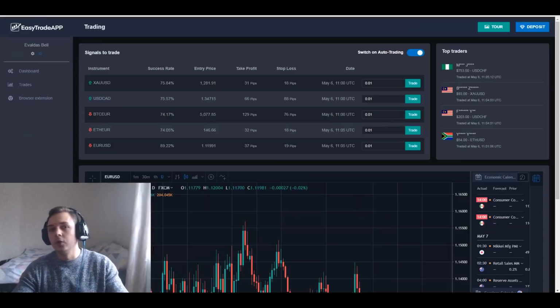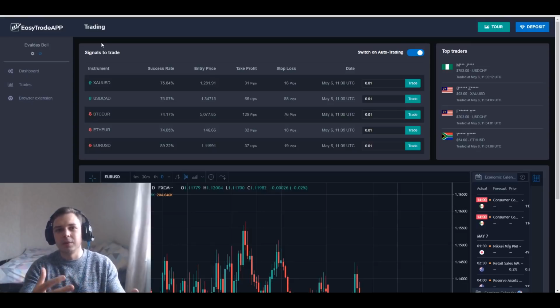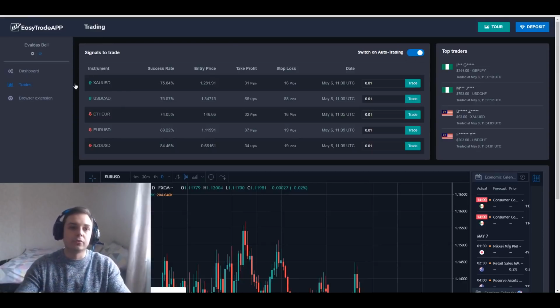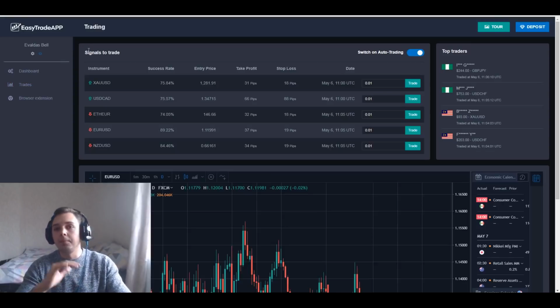I did have a lot of losing trades, to be fair, this week and last week as well. My win-loss ratio is probably around 60%, only trading the auto trading function, but that's okay. We're still profiting, so you can definitely profit from EasyTradeAPP just trading the auto trading functions without any analysis at all. That's what we're gonna do today, because I'm kind of lacking time. I need to be somewhere very soon, so I need to film this quite quickly, and I want to make a video and update you guys on the EasyTradeAPP and whether it's worth trading.